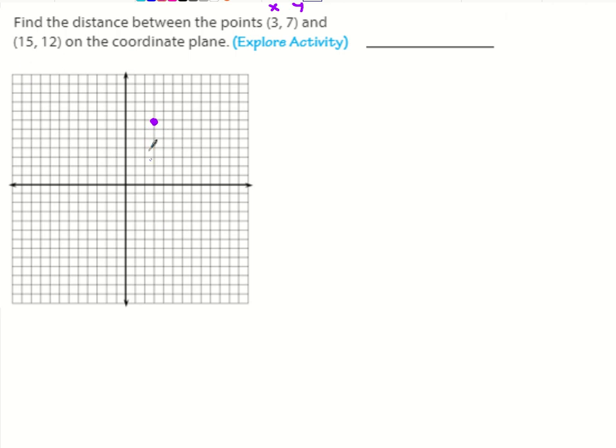And then (15, 12). So 15 is 1, 2, 3, 4, 5, 6, 7, 8, 9, 10, 11, 12, 13, 14, 15. And then 12 is going to be 1, 2, 3, 4, 5, 6, 7, 8, 9, 10, 11, 12. So I'm looking for the distance between these 2 points right here. Try it on your own. Create a right triangle. See how you do. Pause it, try it, see what happens.